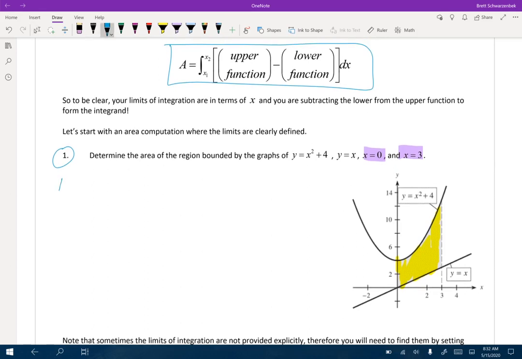So let's do that. So A is equal to, we're looking for values of x which squeeze this area together. So values of x are obviously on the x-axis. It looks like the vertical lines that we have here will be the left and the right region for that area, so 0 to 3. We then find our upper function, which is x squared plus 4, and we subtract our lower function, which is just x. And of course, we must include the dx.